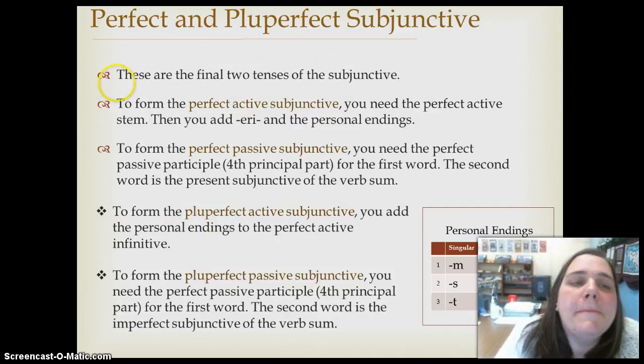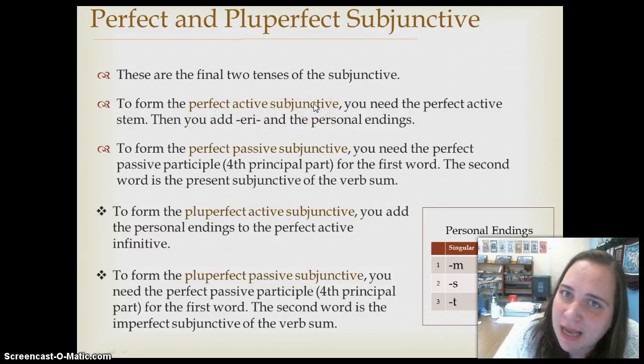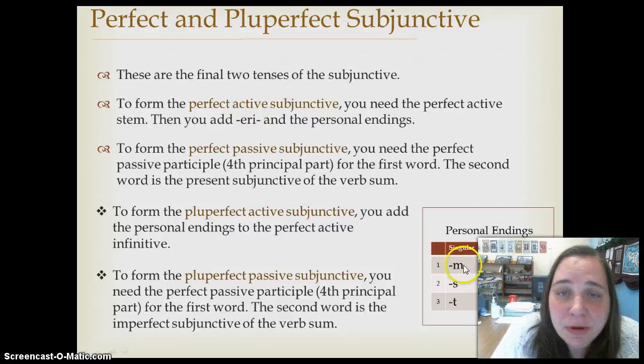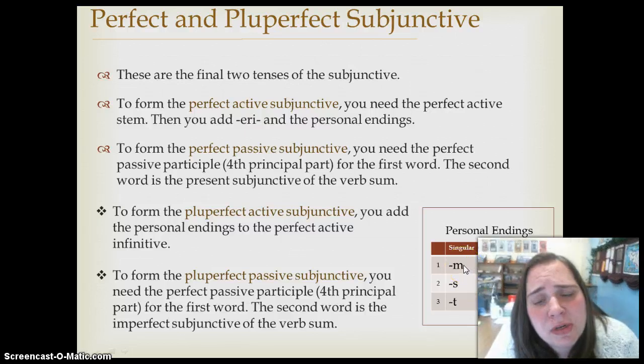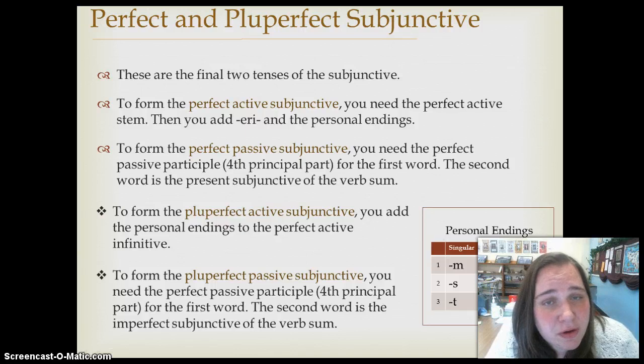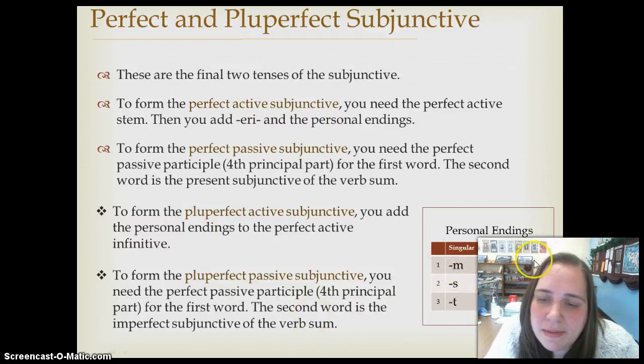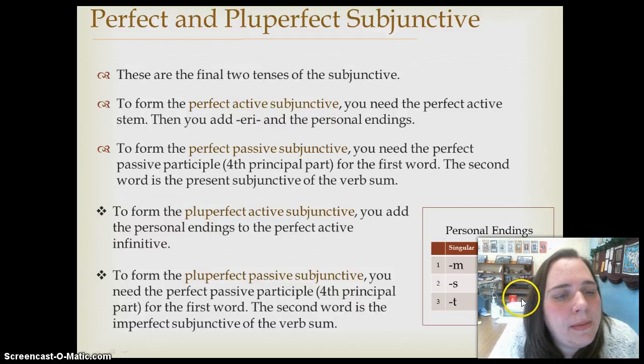And actually, we're going to talk about one in this very video. Okay, to form the perfect active subjunctive, you need your perfect active stem, and then you add the letters E-R-I, and then the personal endings. I decided to remind you of the personal endings here in this little box. The personal ending for the first person singular that we use for perfect and pluperfect active subjunctive is the M, not the O. So M, S, T, mus, tis, nt.